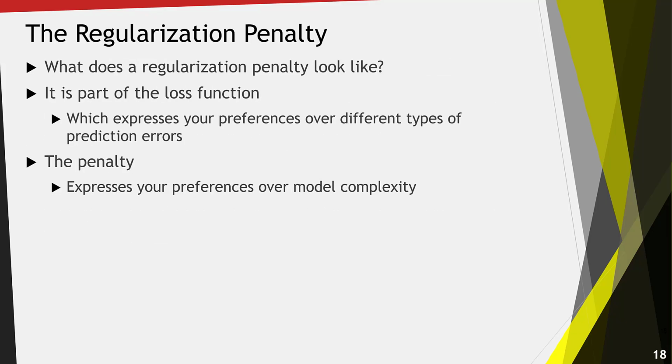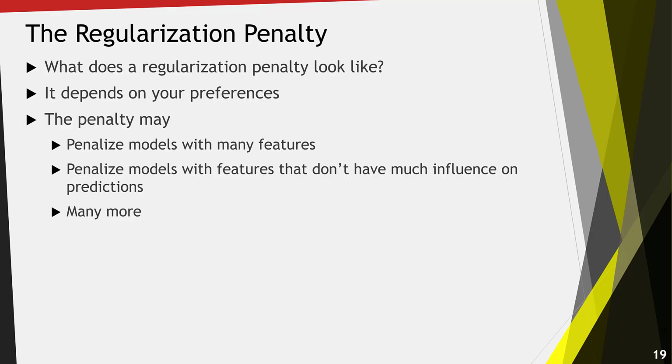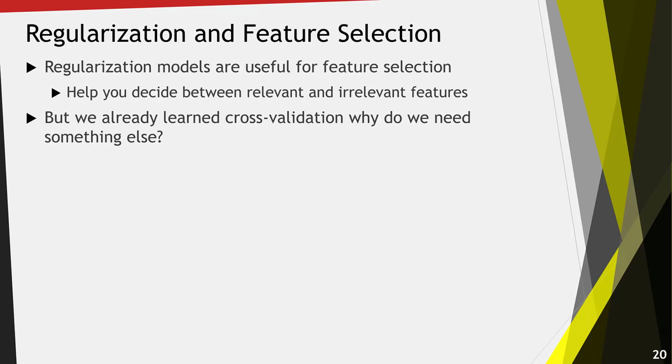So I've said regularization involves a penalty. What does this look like? It's part of the loss function. Remember, the loss function expresses your preferences over different types of prediction errors. The penalty is going to express your preferences over model complexity. More complex models will increase the value of the loss function more. So what exactly does this regularization penalty look like? It depends on your preferences. The penalty might penalize models with many features, penalize models with features that don't have much influence on the predictions, or there could be many other ways you construct this penalty. Regularization is useful for feature selection. It's going to help us decide between relevant and irrelevant features in our models.